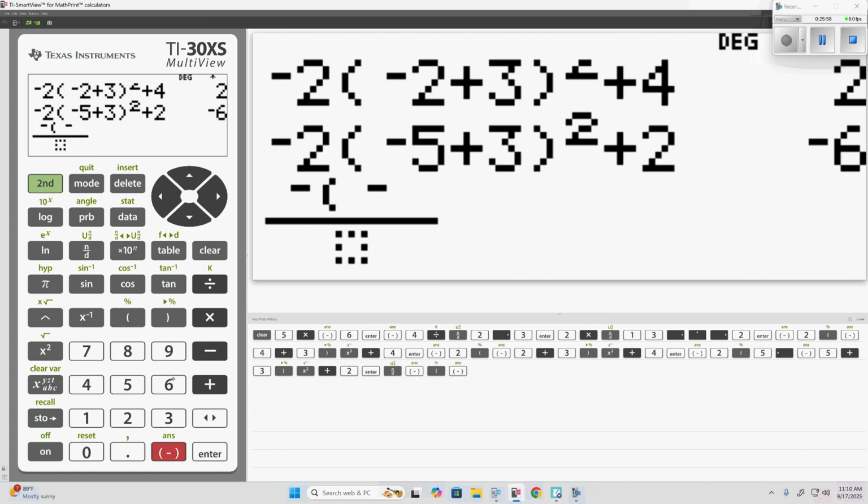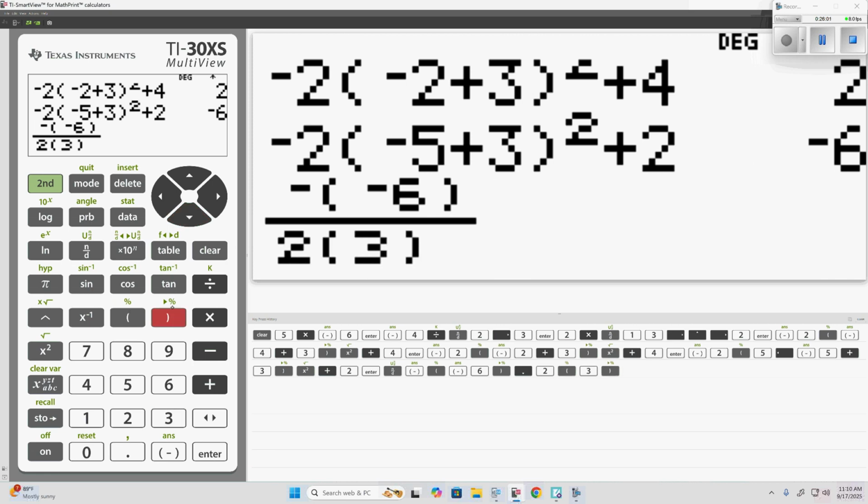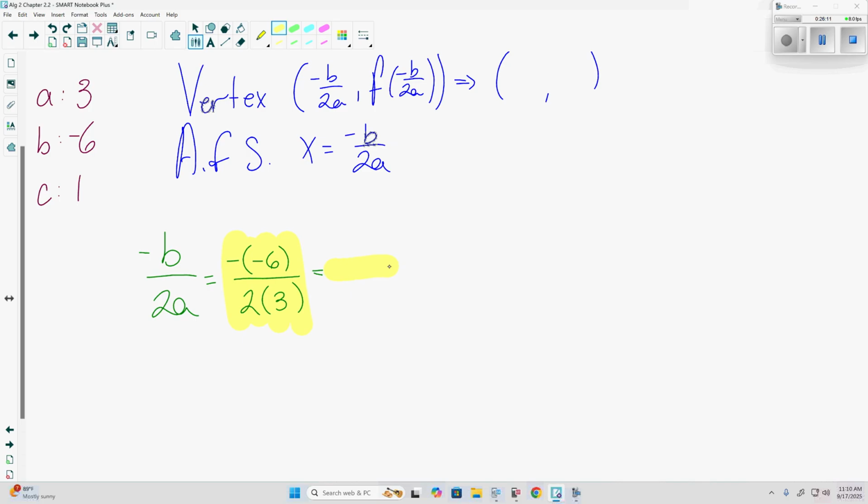Say negative 6 over 2 times 3. And it is 1. Because there's nothing wrong with us coming here and looking at this on top. The top of this fraction, negative 6 is going to be positive 6. On bottom, we have 2 times 3, which is 6. And 6 divided by 6 is 1. As we could do it by hand, we can do it in the calculator.